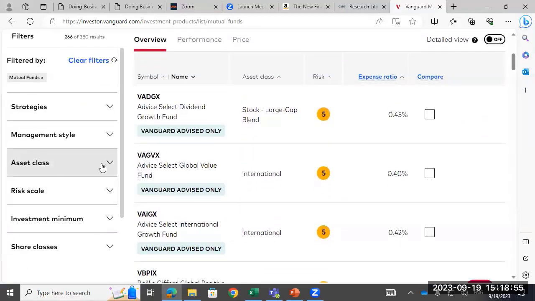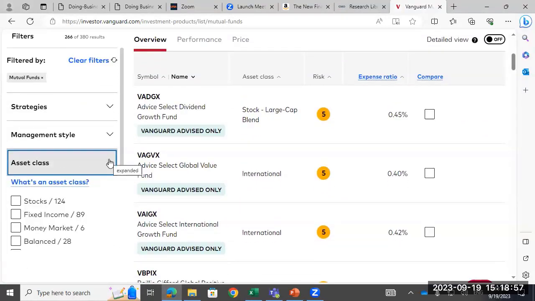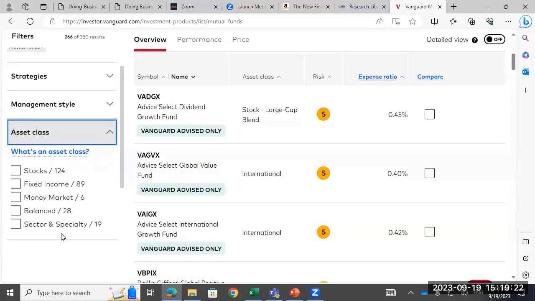All right, so let's start off with the asset class. What asset classes do they have? They have stocks, that matches. Fixed income, that matches. Money market, what is that? It's cash. Balance, what is that? Balance means you have to have some stocks and some bonds. So you have this combination. What are they missing? Sector and specialties. So that may be where alternatives are.